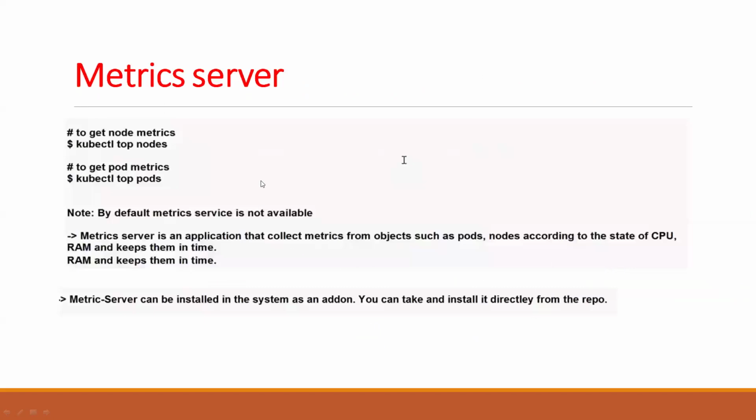Okay, guys. So for metric server, to get node metrics use kubectl top nodes, and to get pod metrics use kubectl top pods. By default, metric server is not available. Metric server is an application that collects metrics from objects such as pods and nodes according to the state of CPU and RAM, and keeps them in time. So metric server can be installed in our system as an add-on. You can take it and install it directly from the repository.